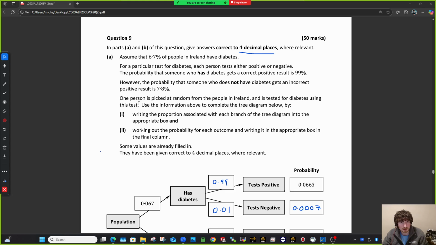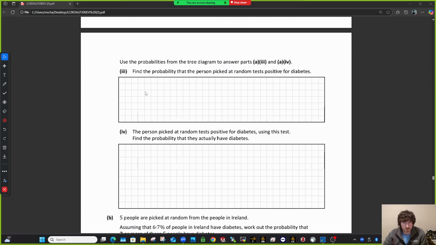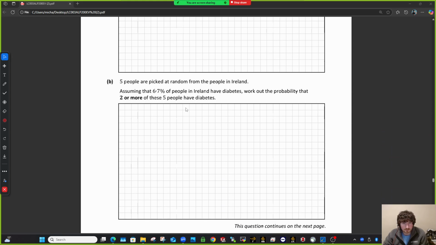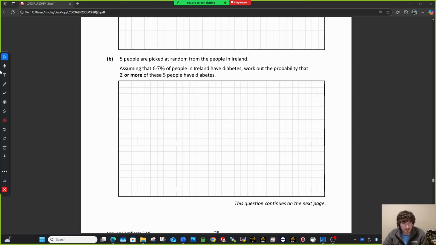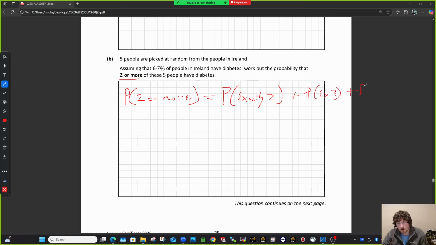Yes, okay. So this question 9 was a bit tough, it was a bit tough overall. This here is a Bernoulli trial. This is a bit tricky. The 2 or more. So the way to do 2 or more, the probability of 2 or more is equal to the probability of exactly 2 successes plus exactly 3 plus exactly 4 and then plus exactly 5. Now that takes a load of time to write all that out, but there's a quick way to do this.